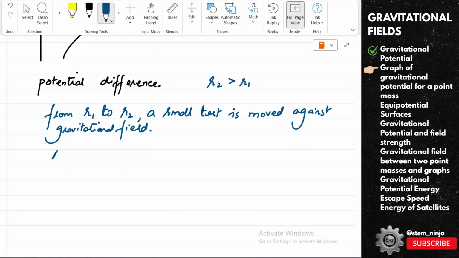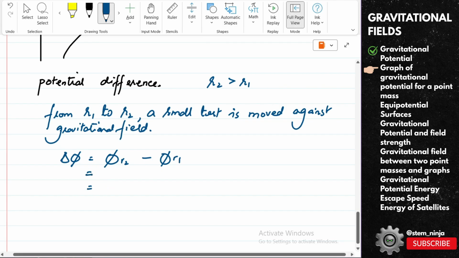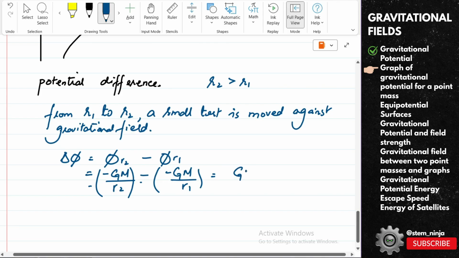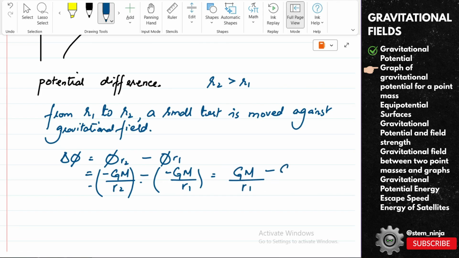So what we will do, difference in potential would be potential at R2 minus potential at R1. Final minus initial, right? So you have minus Gm over R2 minus minus Gm over R1. So basically what you get over here, this would become positive, Gm over R1 minus Gm over R2.